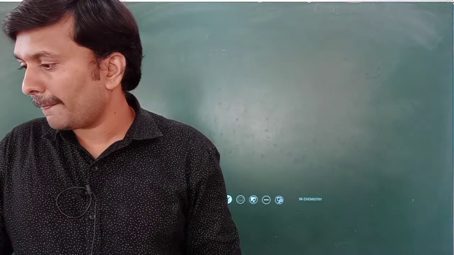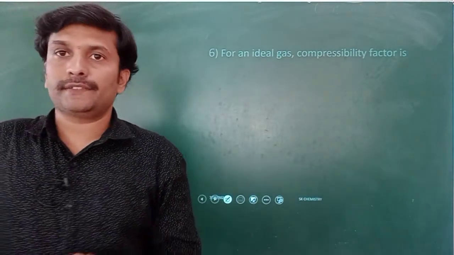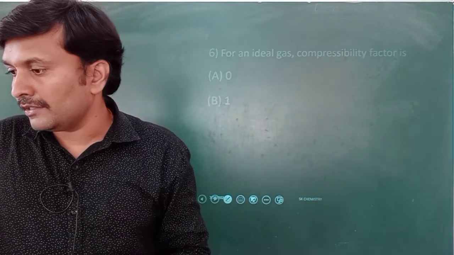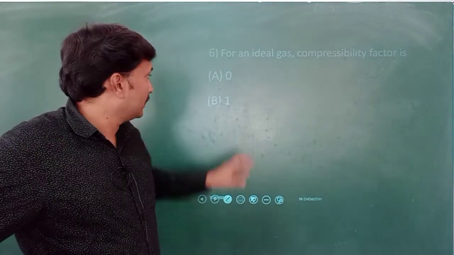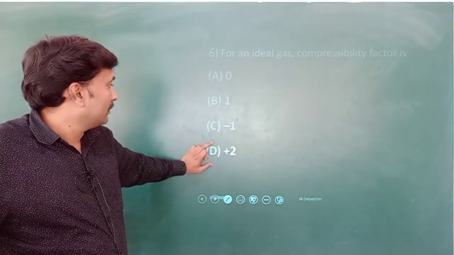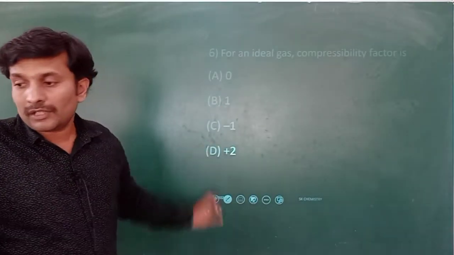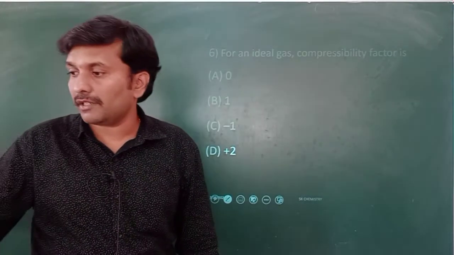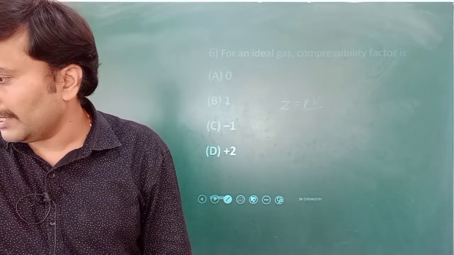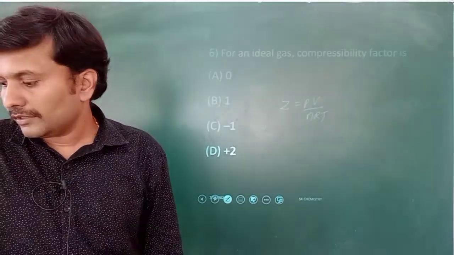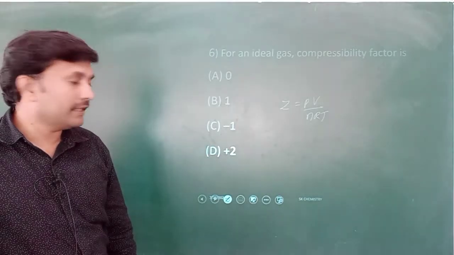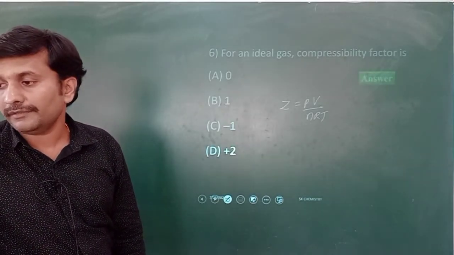Next, for an ideal gas, the compressibility factor is 0, 1, -1, +2. So compressibility factor, it is a straightforward question. What is the formula for compressibility factor? Z is equal to PV by nRT. So in this case, directly you can write it as which option, children? B option.